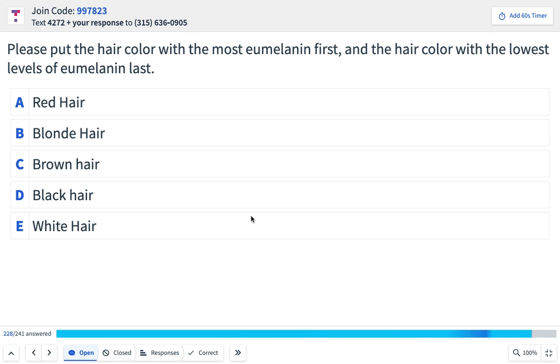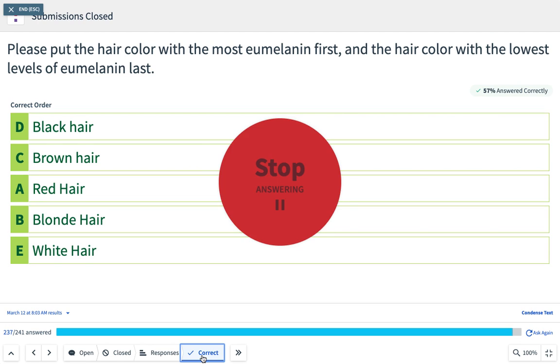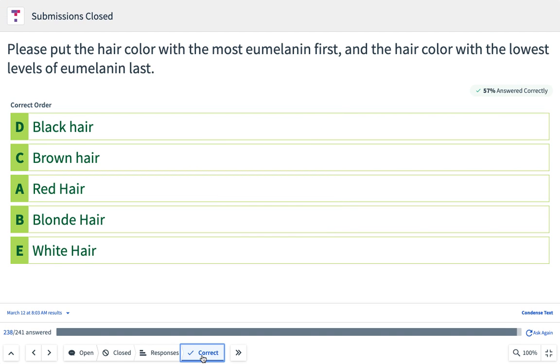All right, 5, 4, 3, 2, 1. Let's go ahead and look at the answer. So there's some low-hanging fruit. Obviously, black hair has the most eumelanin. Gray hair or white hair has the least eumelanin. The one that really took the most critical thinking was brown hair, because that wasn't on the previous slide.